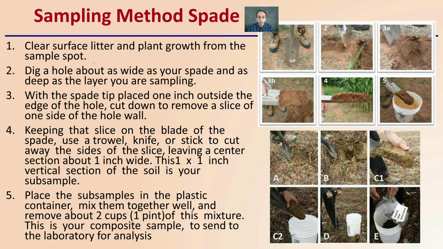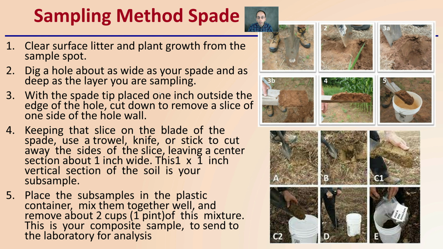Keeping that slice on the blade of the spade, use a trowel, knife, or stick to cut away the sides of the slice, leaving the center section about 1 inch wide. So we keep that area. You can cut it down a little bit, or you can just use that same whole sample there. Ideally, this 1 inch by 1 inch vertical section of your soil is your sub-sample.